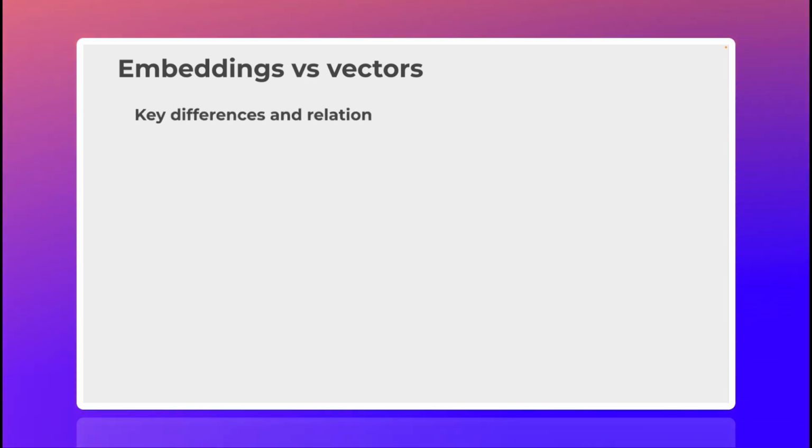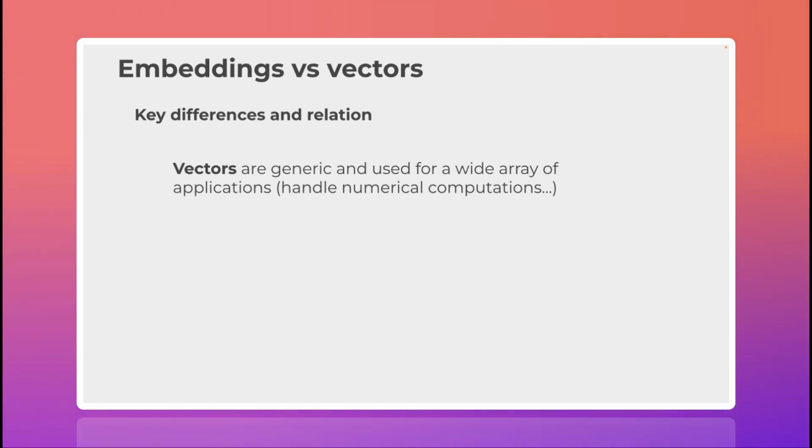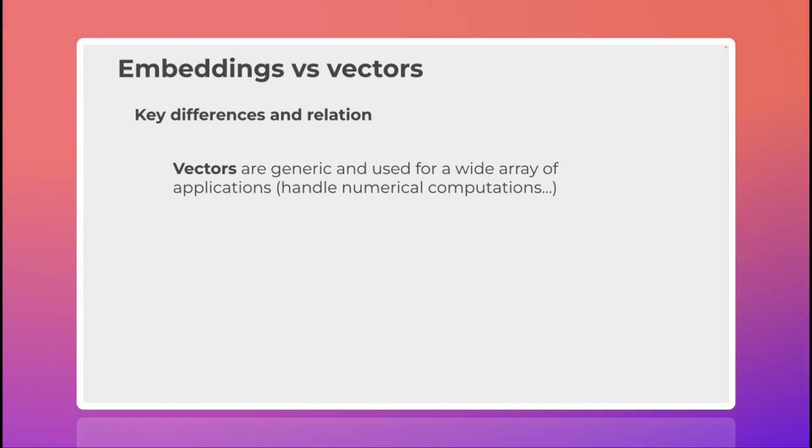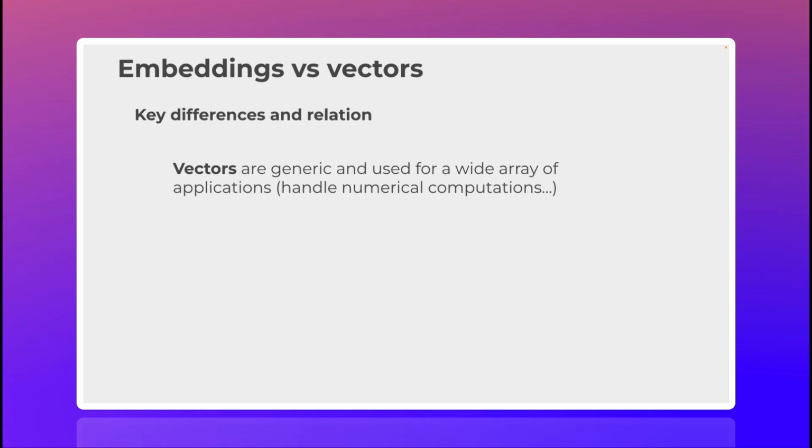Here are the key differences and relation. Vectors are used in different fields. We can look at a vector mathematically, but they are also used in computations. Vectors can be considered generic and are used for a wide range of applications. They are really good at handling numerical computations.